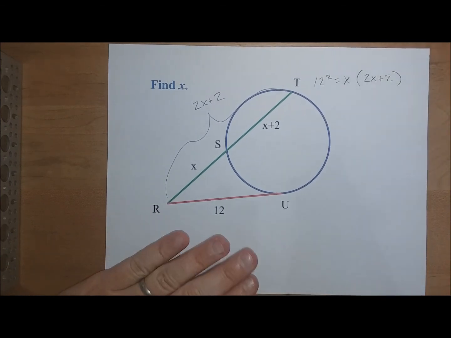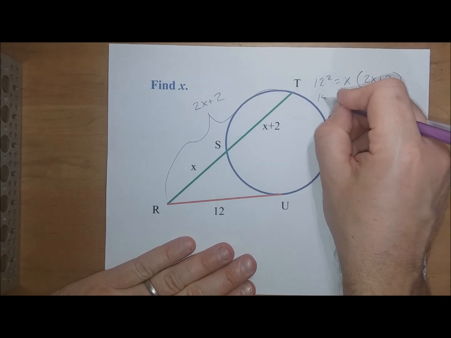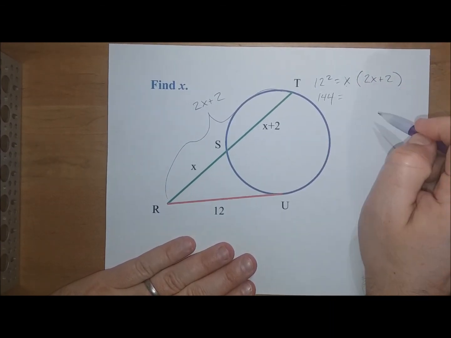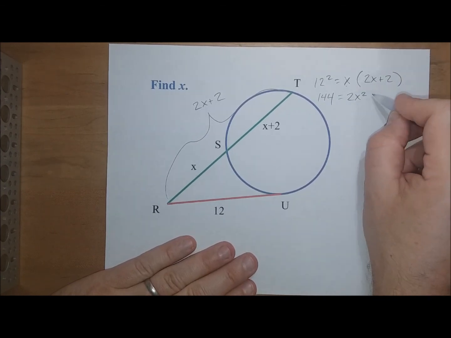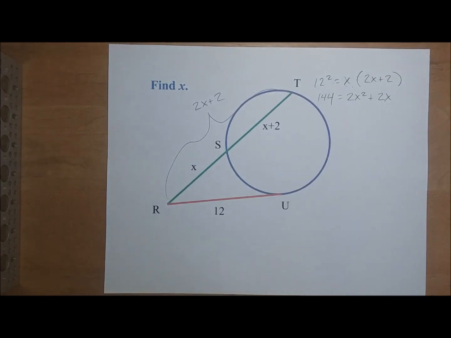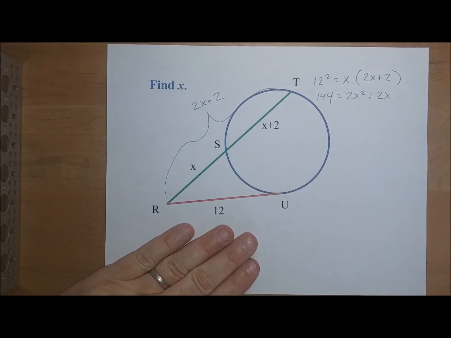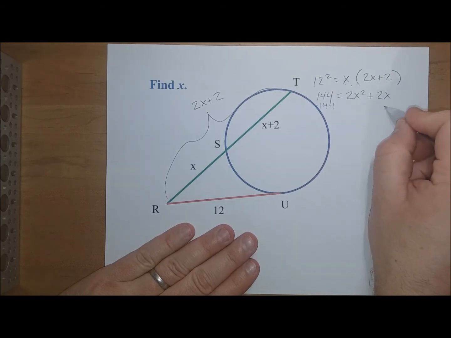Good. All right, this is looking exciting. 12 squared, that's gross, equals x times 2x is 2x squared, plus x times 2 is 2x. Good. Okay, again, we've got a quadratic here with a bx term, so we've got to use that factoring technique to solve it. We're going to subtract 144 from both sides.